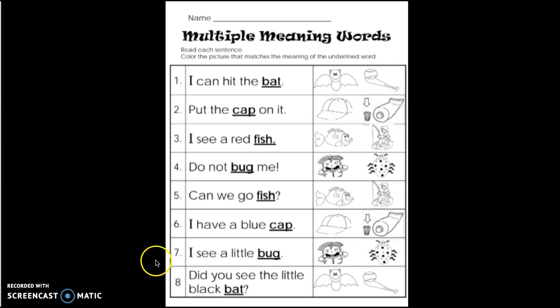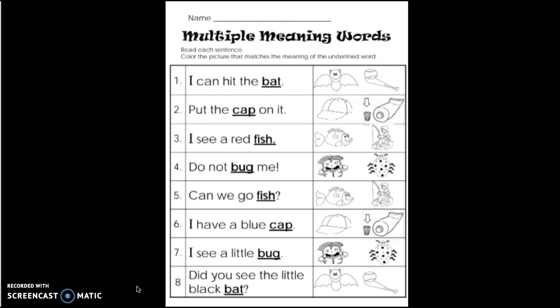Color the picture. Number 7, I see a little bug. I see a little bug. Bug. What type of bug are they talking about? Color the picture. Number 8, did you see the little black bat?